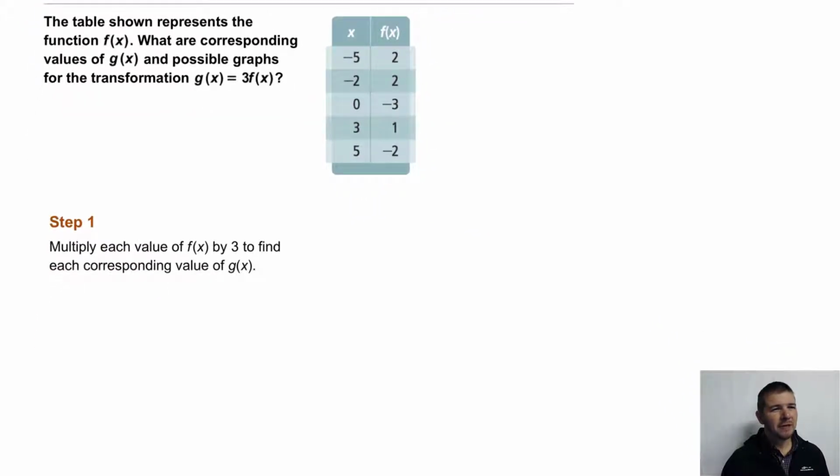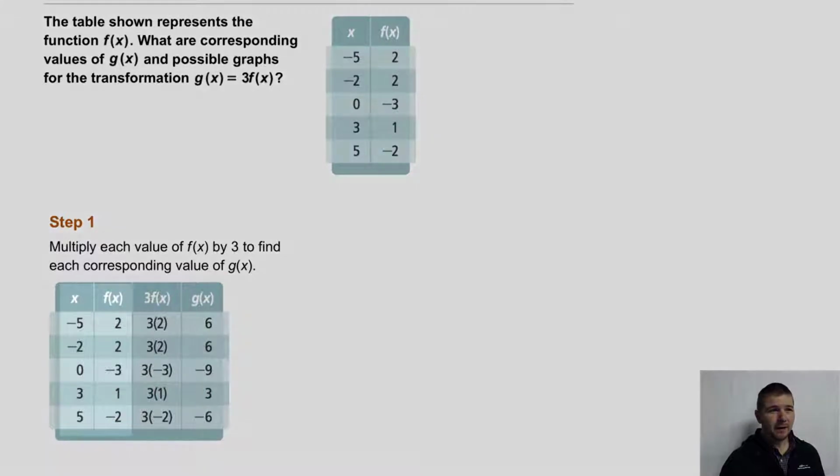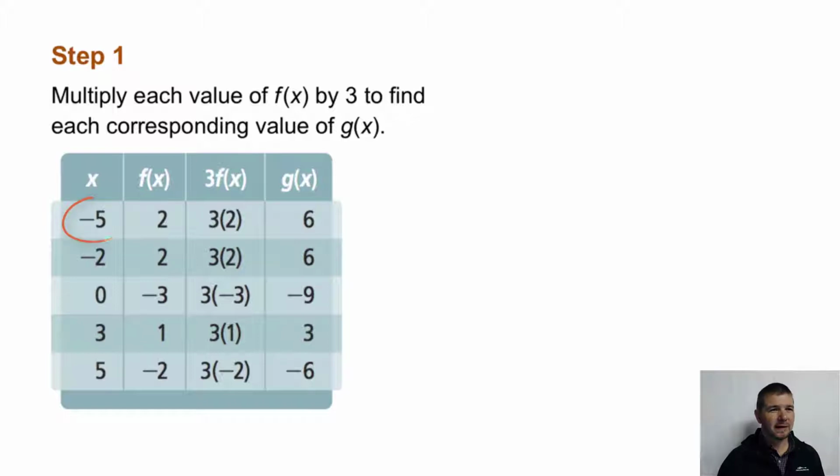Step 1. Multiply each value of f of x by 3 to find each corresponding value of our new function g of x. So a new table, our x values and f of x values from above, something of a process column here where we're multiplying the f of x output values by 3 and showing what's going on as we compute our output values for g of x. So tracing the input of -5 through the row, an x input of -5 results in an f of x output of 2. 3 times that, so 3 times 2, is our g of x output, and that's 6.